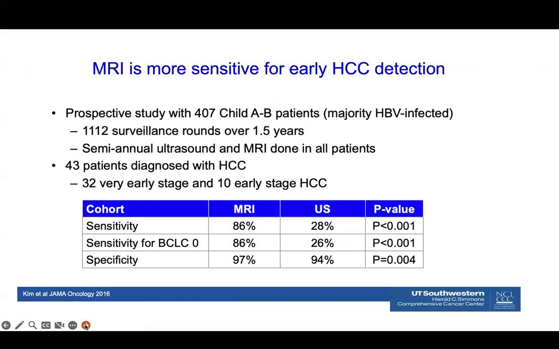So MRI is absolutely more sensitive than ultrasound with alpha-fetoprotein. And you can see here that specificity, ultrasound and MRI are pretty close. MRI still is a little superior, but 97 versus 94%. But if you're looking at sensitivity, ultrasound alone was only 28% compared to 86%. And that does not mean that we all need to do MRI, but it tells you why clinicians that are not following guideline recommendations don't follow guideline recommendations.